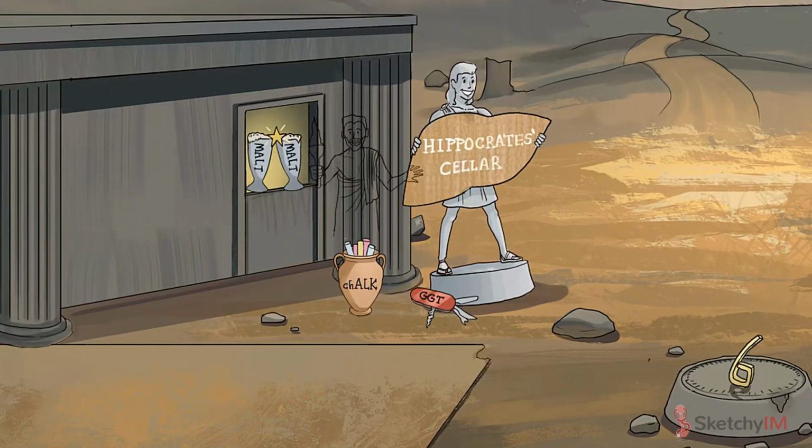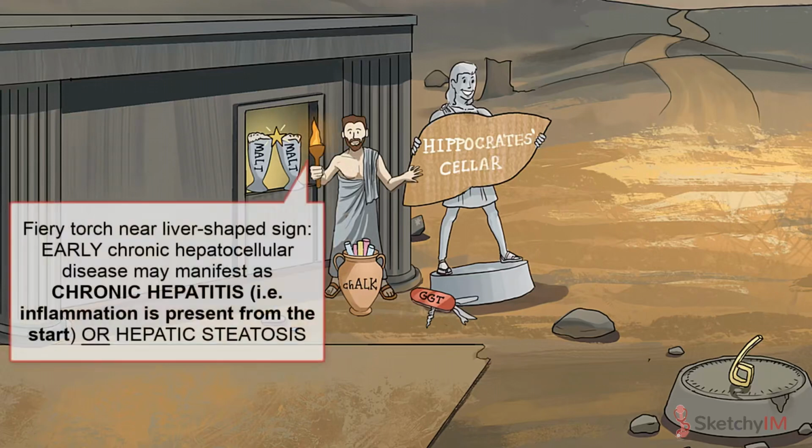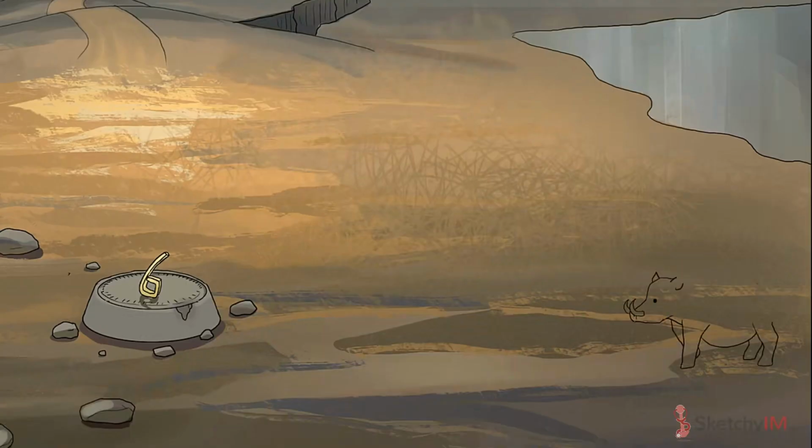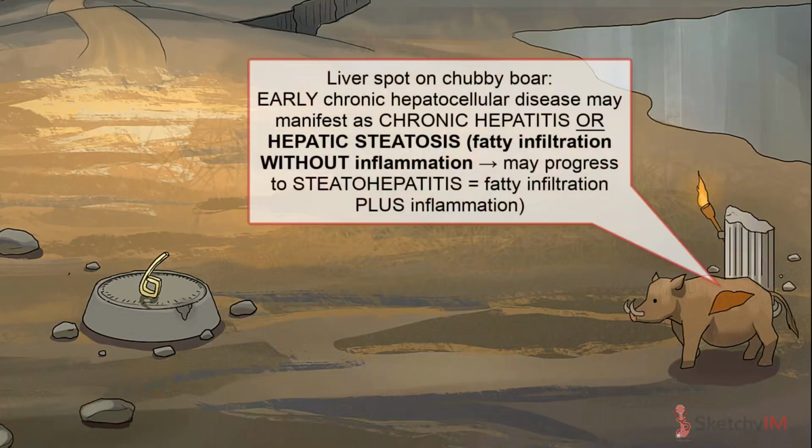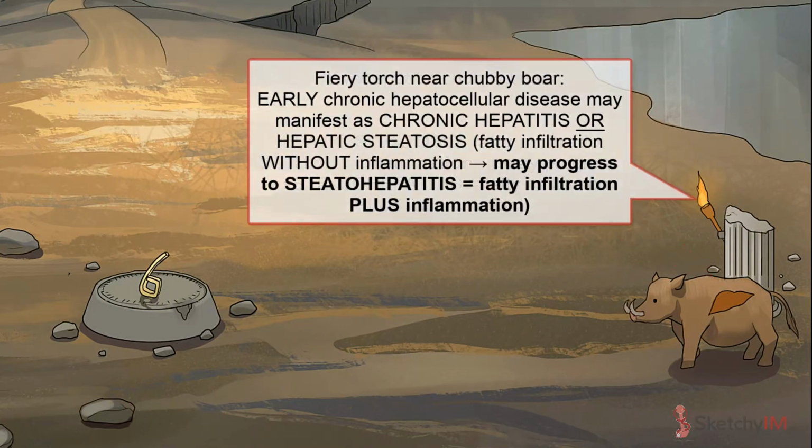The early stages of these disorders are often classified by their appearance under the microscope. Diseases that are inflammatory from the start are appropriately categorized as chronic hepatitis, hence the fiery torch near the liver-shaped sign. In other conditions, the earliest stage is hepatic steatosis, that is, fatty infiltration of hepatocytes in the absence of inflammation. However, if the disease is allowed to progress, inflammation may begin to develop alongside that fatty infiltration. This second, more advanced stage is called steatohepatitis.